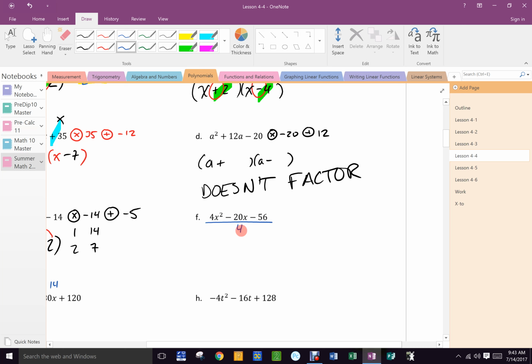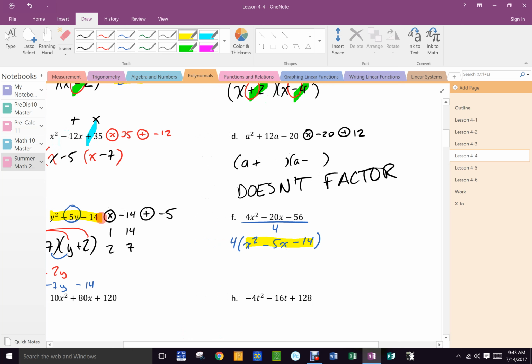Now here's where you guys are going to screw up. You're going to forget to write this out properly. It's 4 times x squared minus 5x minus 14. Can you forget about that 4? No. You must remember that 4. Now, that should look very familiar because we just factored it right there, didn't we? So we know how to do that. The point of F is to get you to remember the 4. And this is just x plus 7, x minus 2.